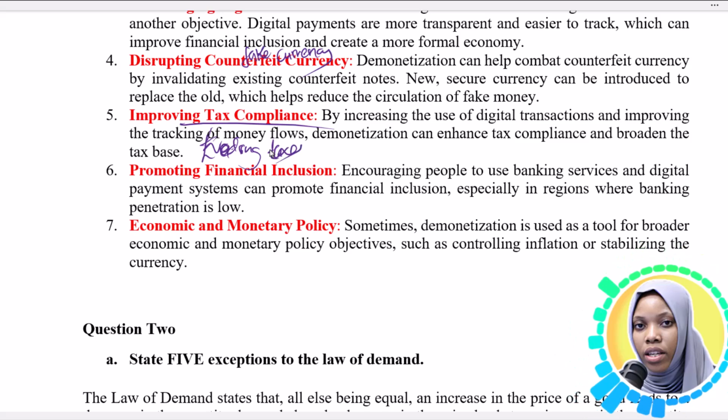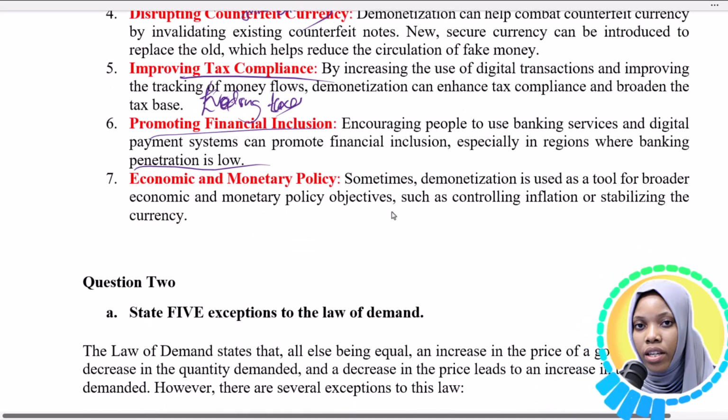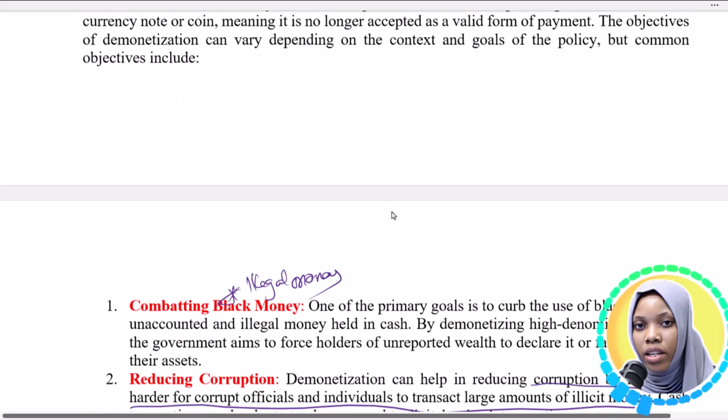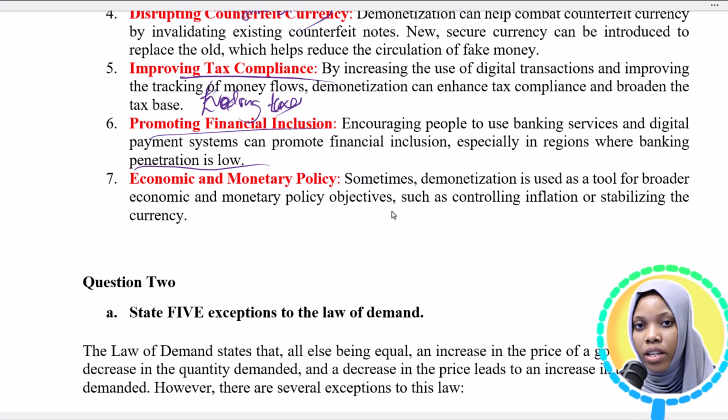Or maybe it was to promote financial inclusion, that is, encouraging people to use banking services, because banking penetration is low. Many people were not using banks, so they decided to demonetize their 1,000 shilling notes. And our last objective that we have here is economic and monetary policy.